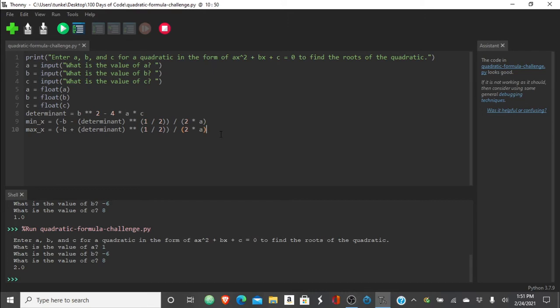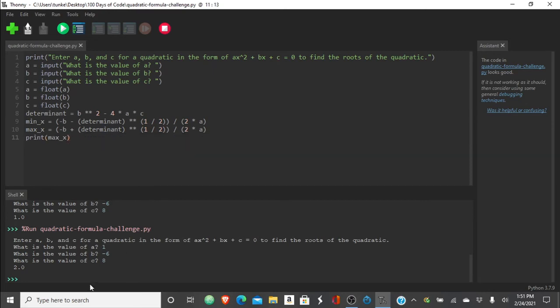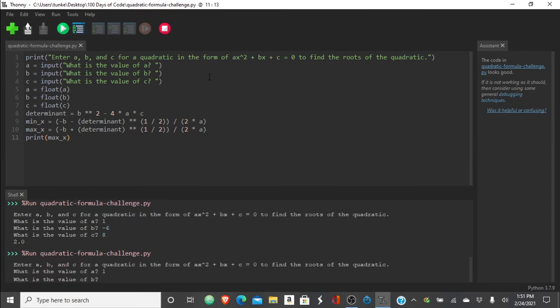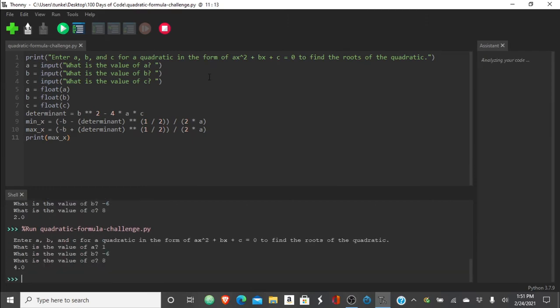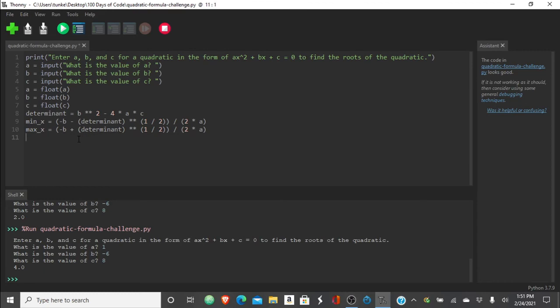Okay, so let's test that. If we print the max x and we put in those same numbers, it should be 4. Okay, so let's run it. We've got 1, negative 6, and 8. And the max value is 4. Okay, so that's working. So now we want to tell people what the zeros are.